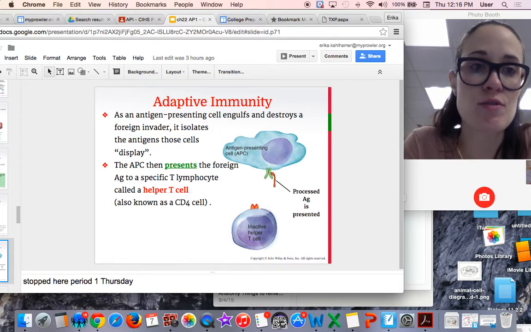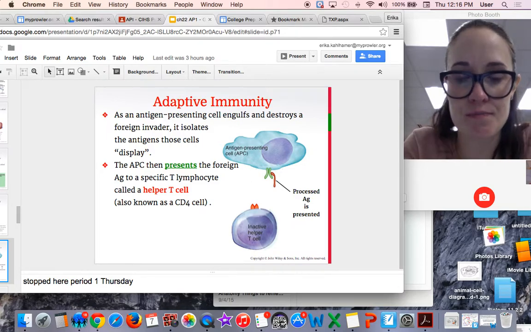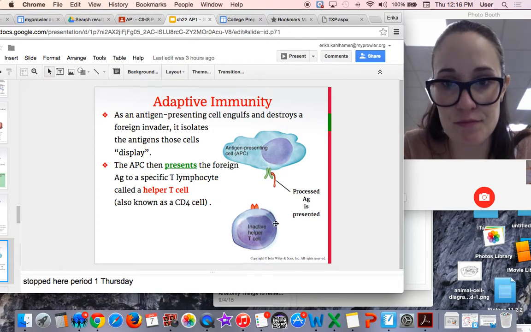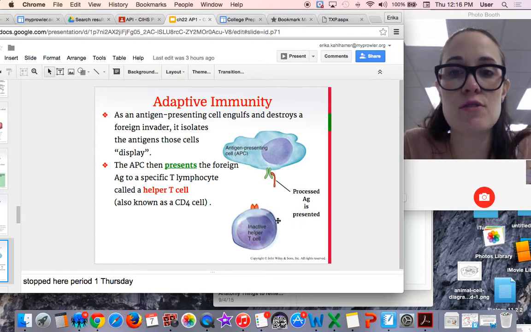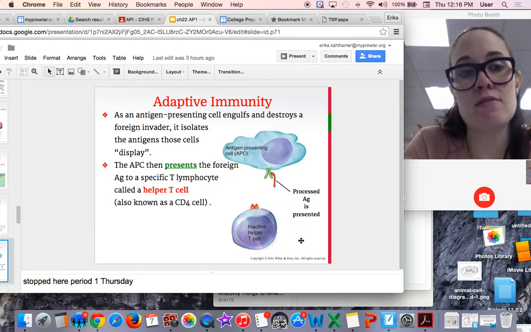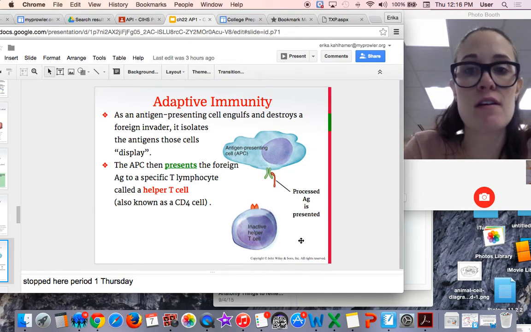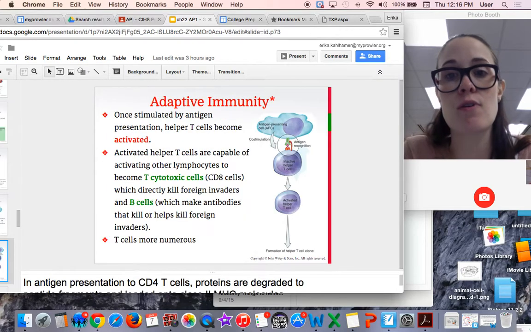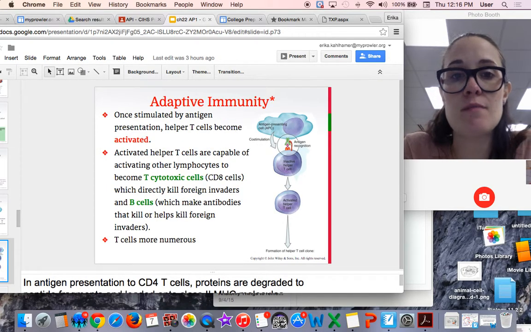Okay, so this just shows how that antigen-presenting cell process works. The antigen-presenting cell will put the antigen on its surface and present it, in this case, to a specific T lymphocyte called a helper T cell. Notice that it's inactive right now. Another name for a helper T cell is a CD4 cell.